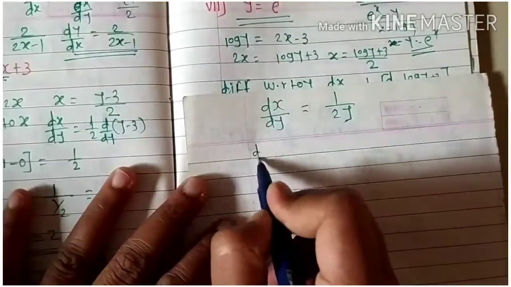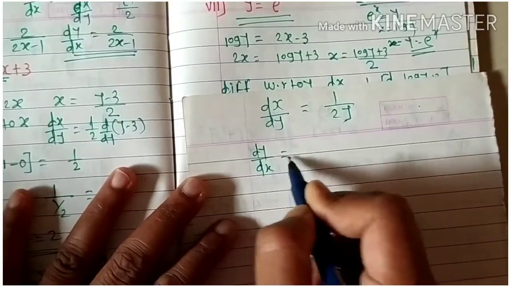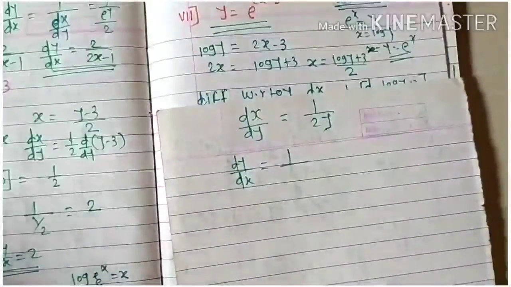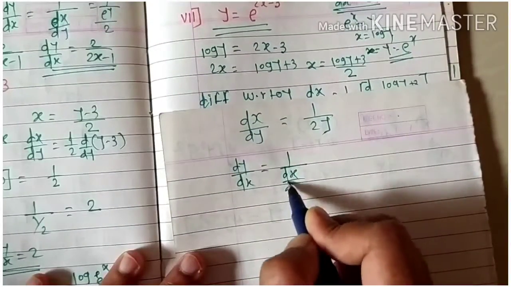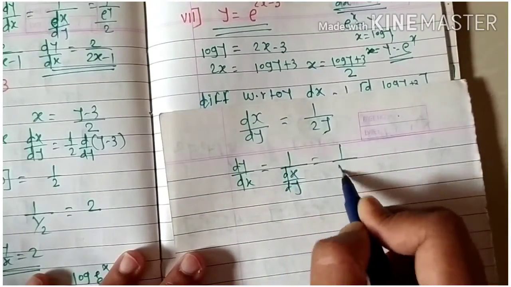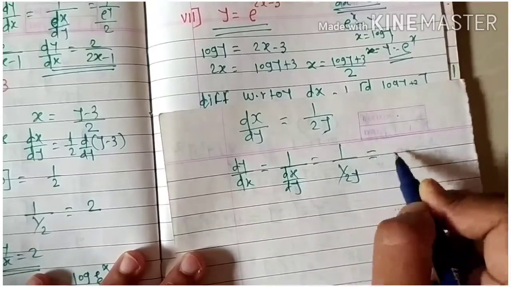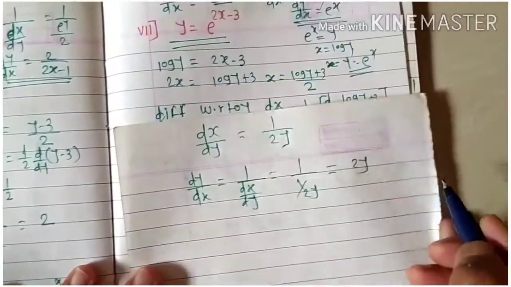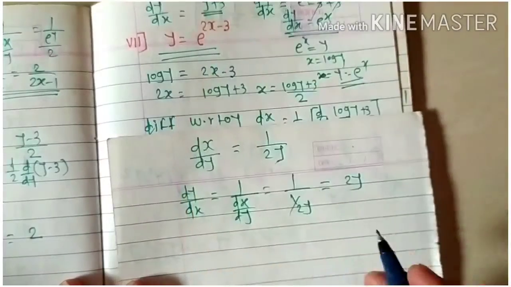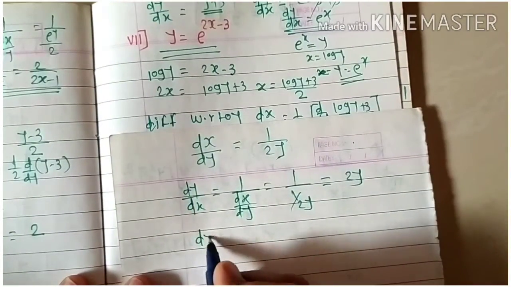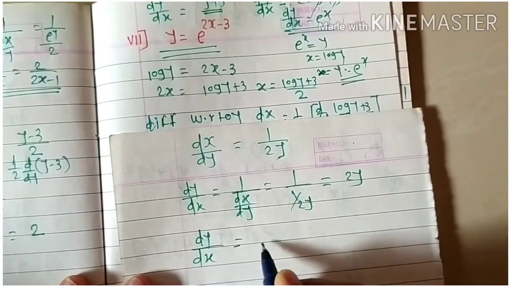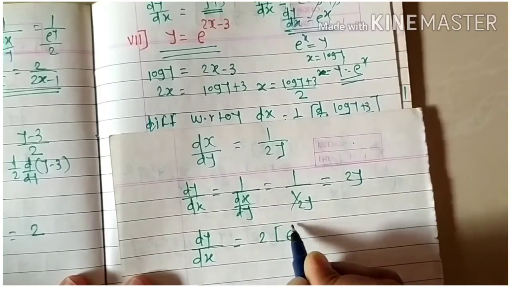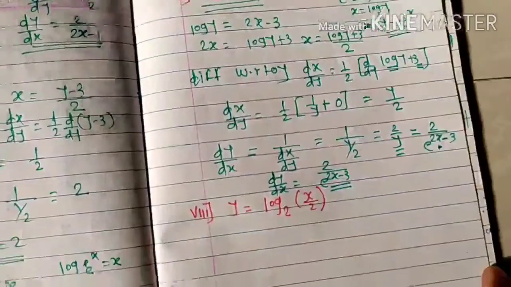Then dy by dx is equal to 1 upon dx upon dy, that is 1 upon 1 upon 2y, that is 2y. Then what is the value of y? It is e raised to the power 2x minus 3. Then dy by dx is equal to 2 into y, that is 2 into e raised to 2x minus 3.